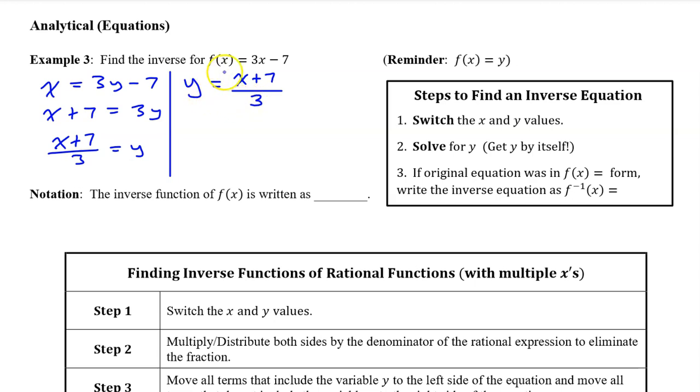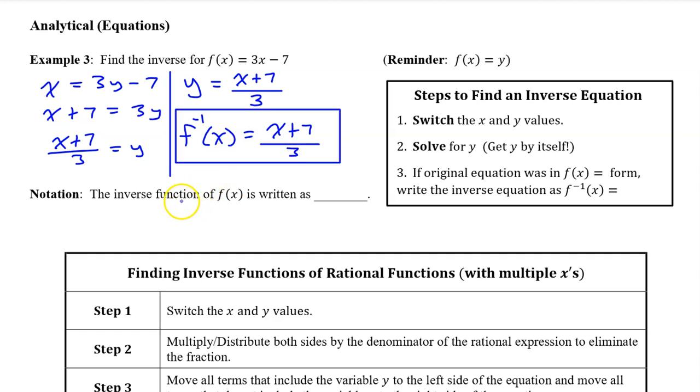However, if the original notation was denoted by f of x, we need to denote the inverse relation using this notation. F inverse of x is equal to x plus 7 over 3. Again, the inverse function of f of x is written as f inverse, like this.